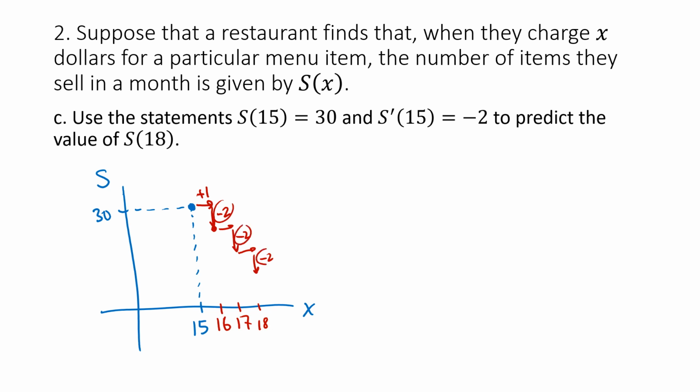Since I'm going down by 2 3 different times, that means my S of 18 is going to be approximately, I don't know if this rate of change is going to continue, but as far as I know, if we're just given the information that they're telling us, S of 18 is going to be approximately 24. So if the restaurant charges $18 for this item, now they're only going to sell 24. So that's the basic idea. We're given the slope information and we can use that to predict other values of this function.